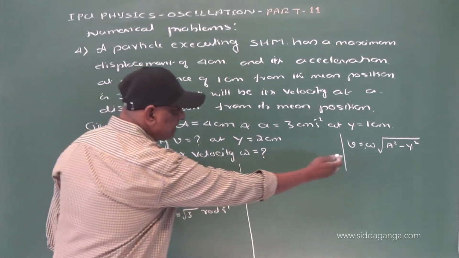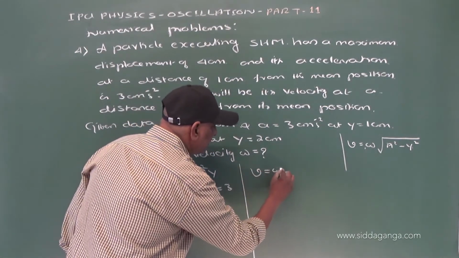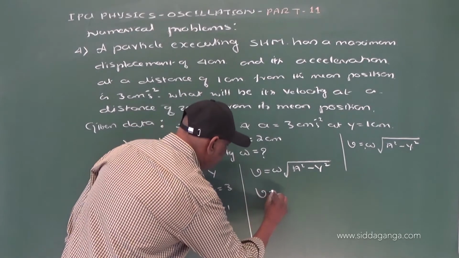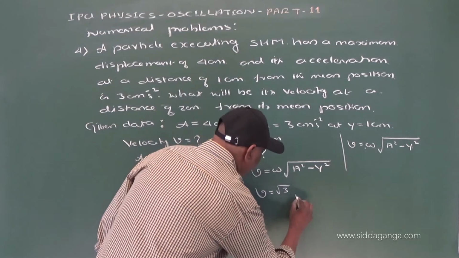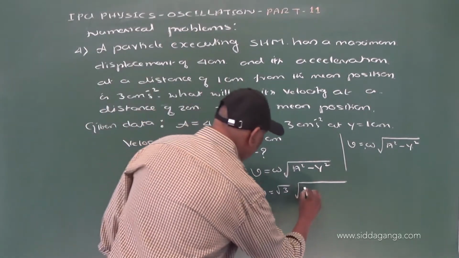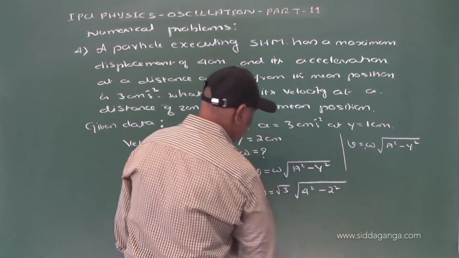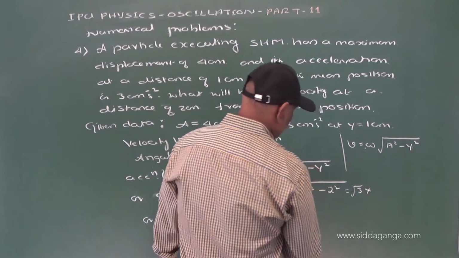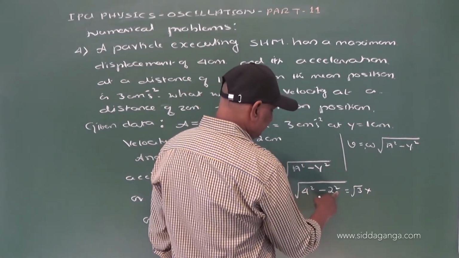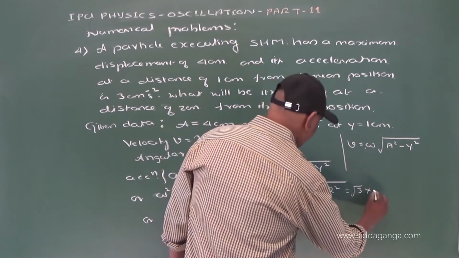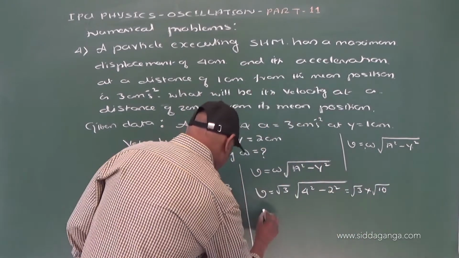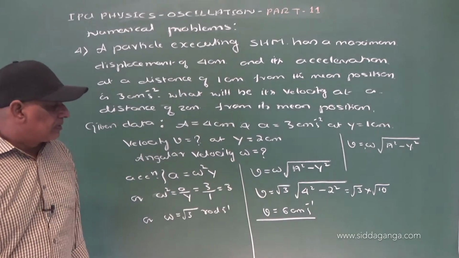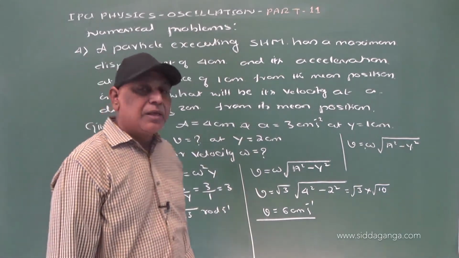Now, this omega is substituted in this equation, v is equal to omega into square root of a square minus y square. Now, v is equal to root 3 into square root of 4 square minus 2 square, that is root 3 into square root of 16 minus 4, that is 12, and root 3 into root 12 gives velocity 6 centimeter per second. You calculate that, velocity comes out to be 6 centimeter per second.